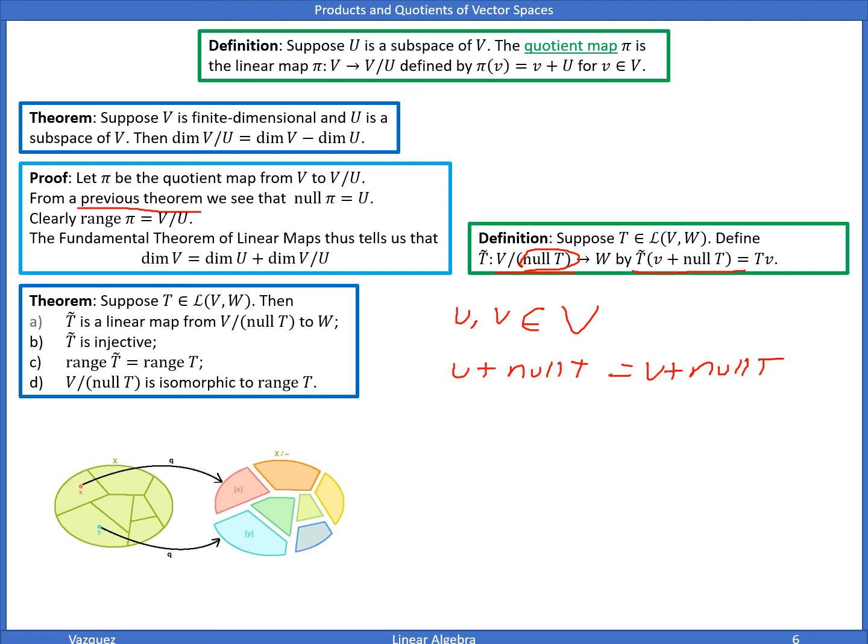By the previous theorem we had seen, this implies that U minus V is in null T, since in this case we're using null T. So therefore, T of U minus V is equal to 0, which implies that T of U is equal to T of V. So that's how we can show that this mapping does make sense. So we can go on to the theorem.